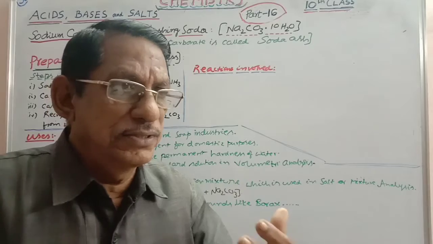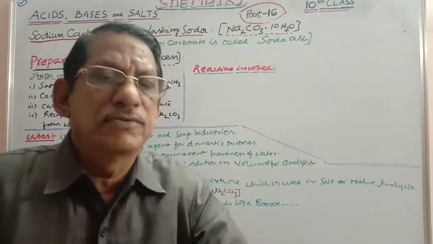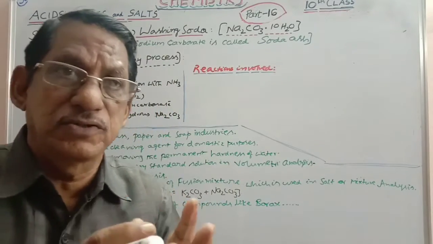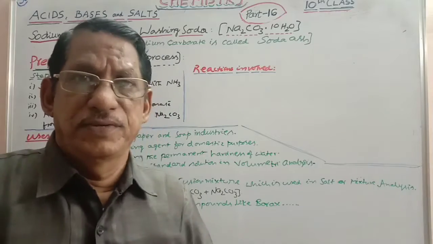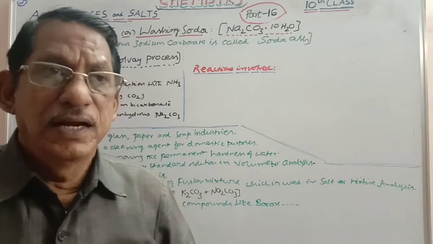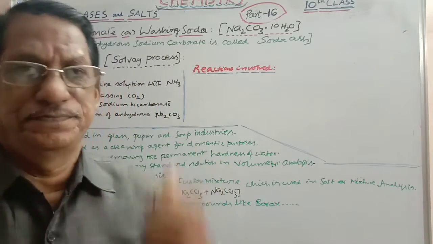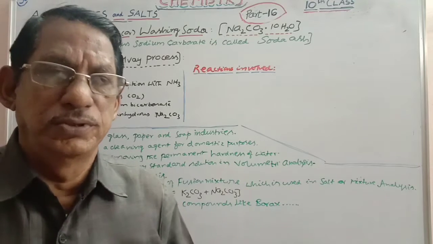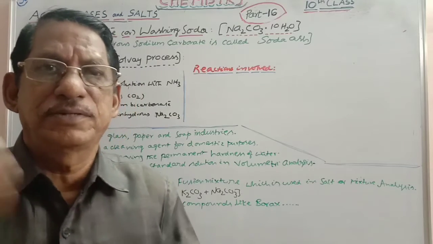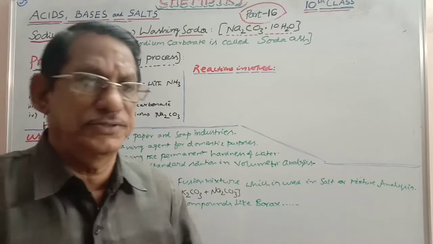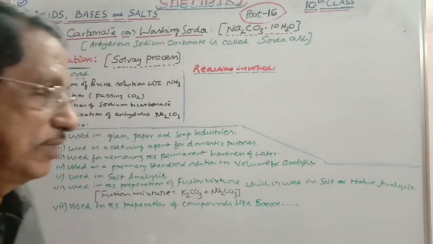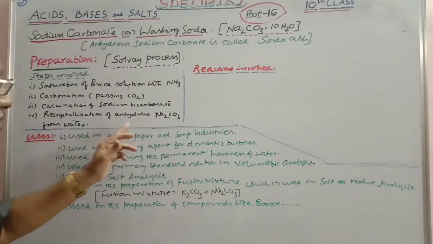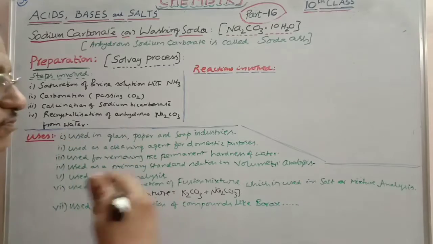After the separation of sodium carbonate, it is dissolved in water because all the first group metal carbonates are soluble in water. It is dissolved in water and then subjected to crystallization. That means it is cooled gradually, water evaporates, and crystals are left behind. That is what we call recrystallization of anhydrous sodium carbonate from water.